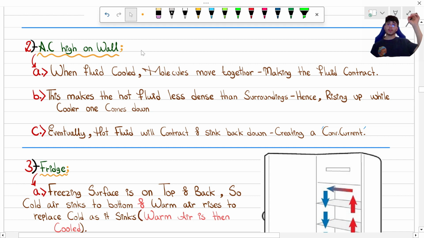An AC unit up on the wall. I'm pretty sure we all have AC units, or we've all seen an AC unit and how it works. So what's actually happening in an AC unit? How does a convection current work in the AC unit?